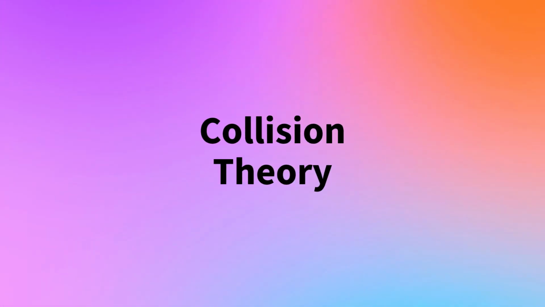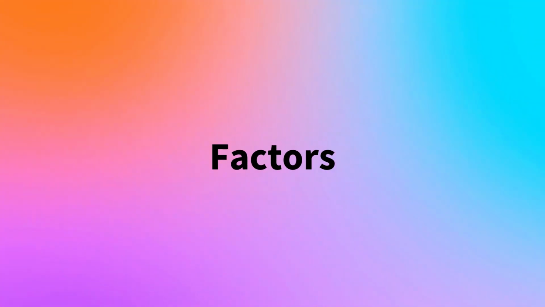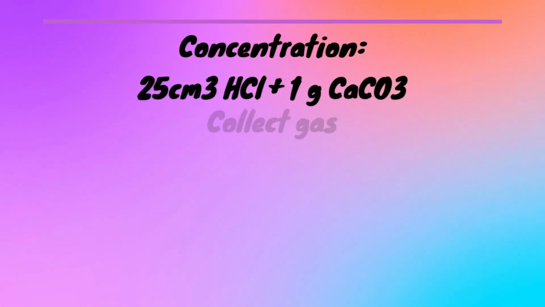Now we look at the collision theory, and this is the theory that a reaction will only take place if the collisions between the reactants are successful, and to be successful they need to be colliding with a kinetic energy that is greater than the activation energy. And there are different factors that can increase the rate of a reaction. So the first one we're going to look at is concentration.